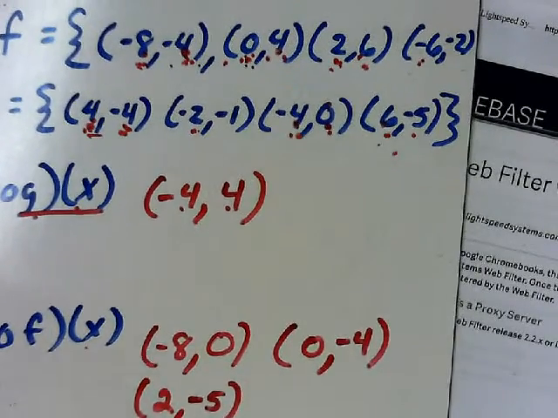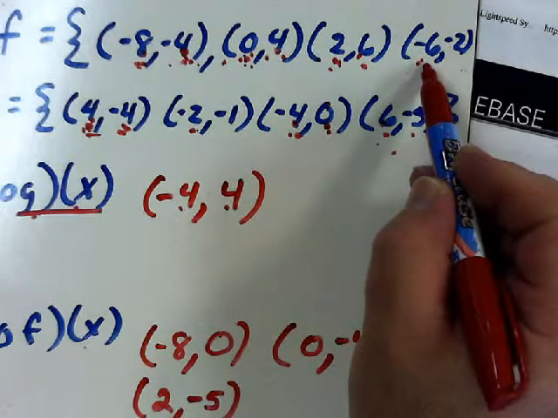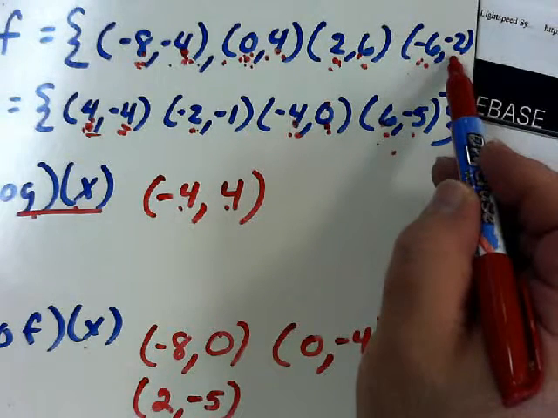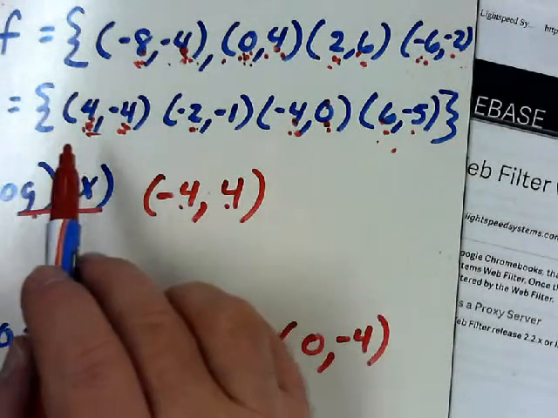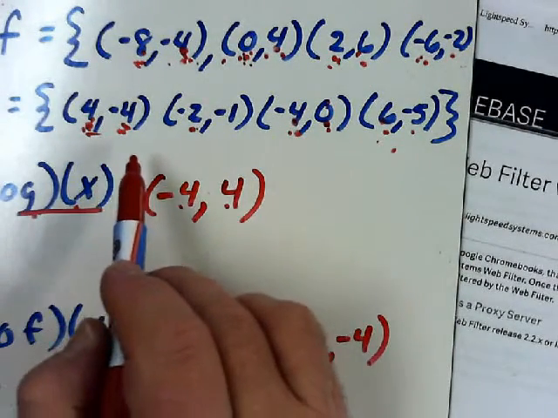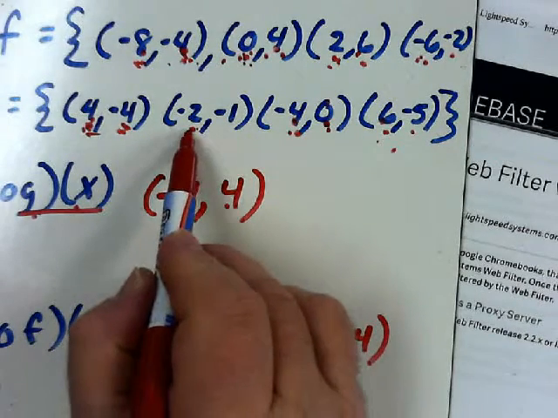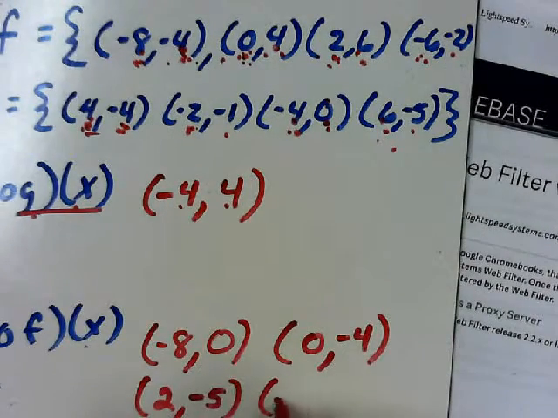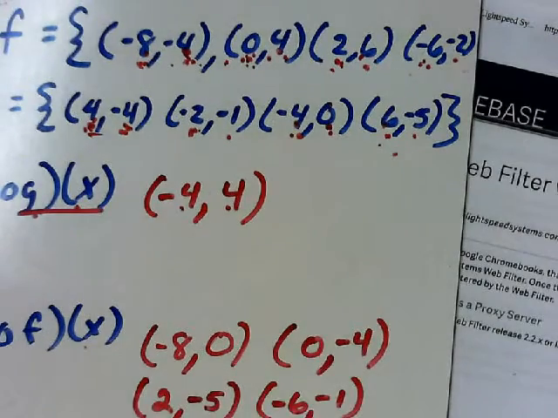Okay, last one. I started out with a -6. What was my range? -2. So then I come down to my g function and find out if there's any ordered pairs that begin with a -2. There is, right here. Where does it end up at? So a -6 ended up giving me a -1.